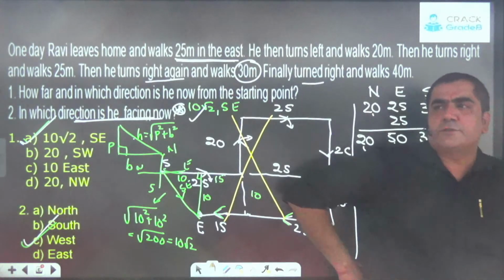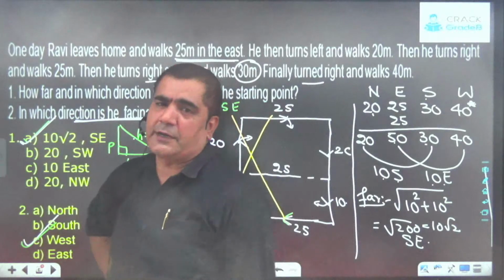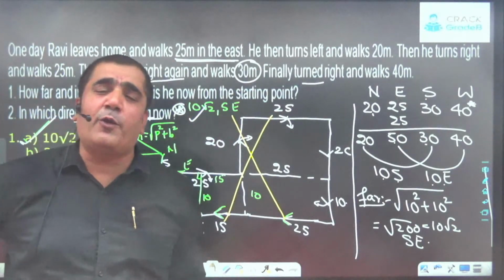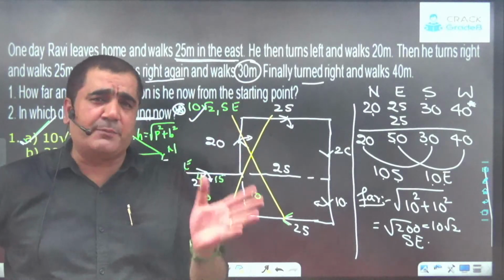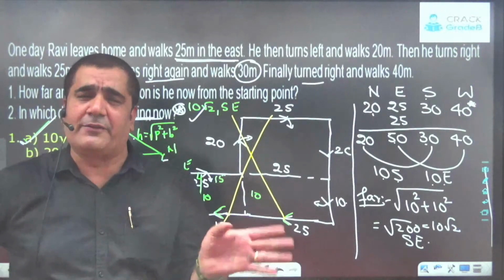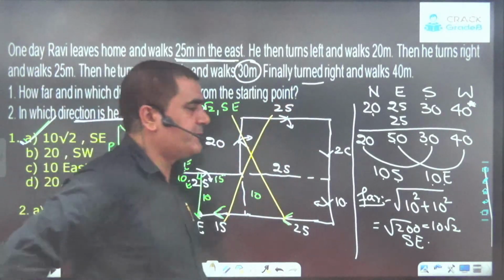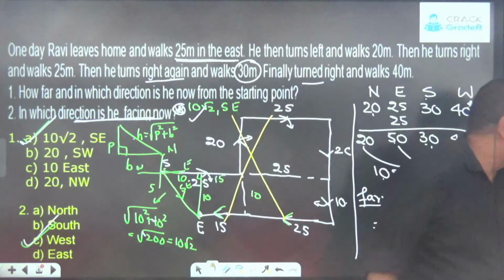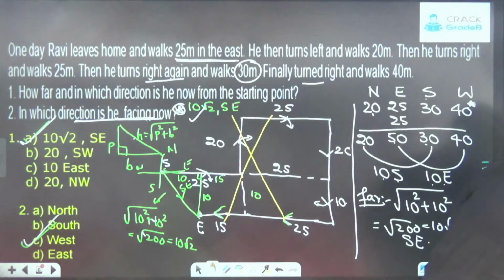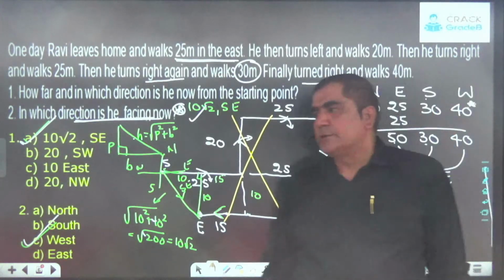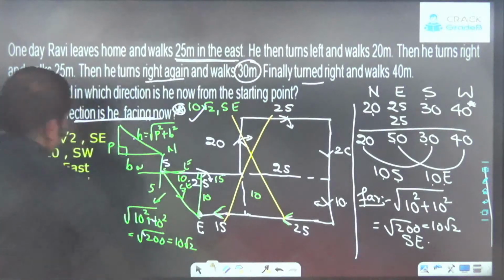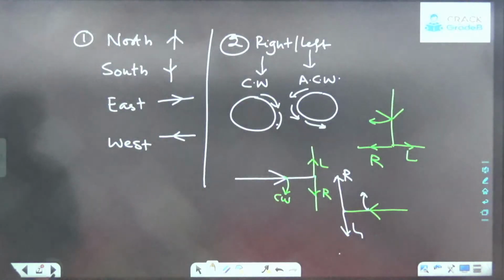Understood, dear? So simple, so easy a method to get the answer. No headache of plotting the map, no hassle of seeing the parallel lines, no hassle of right and left. Simply put in the numbers and get the answer. Anyone, any problem? Clear? Now let's understand one more concept.